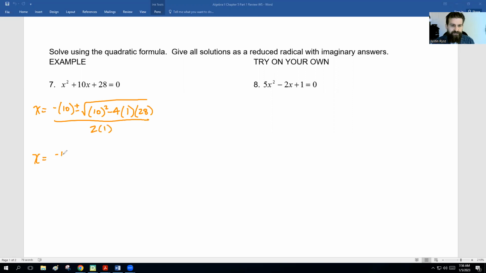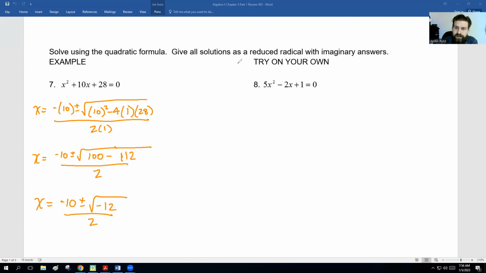All right, so we got -10 plus or minus the square root of 10 squared is 100 minus, okay, you might have to get a calculator here, 4 times 1 times 28, or 4 times 28, and that's 112 over 2 times 1. Okay, that's 2. All right, so that'd be -10 plus or minus the square root of -12 over 2. All right, so we're going to break down the square root of -12.